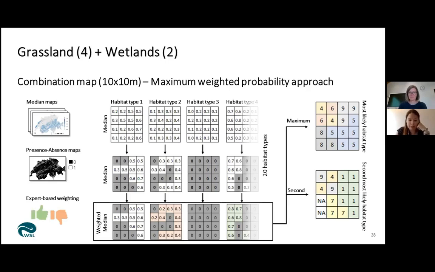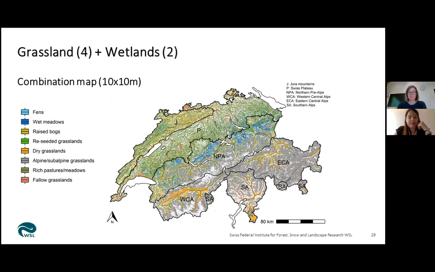Then we have these two maps. This is how the map looks like. Here for readability, we only see the second level, but of course the map itself contains the information about the third level assignment. And when we look at it from this broad scale across Switzerland, it looks quite plausible, with, for example, the wet habitat types mainly occurring in the northern pre-Alps and the dry grasslands mainly being present in the Jura Mountains and the dry inner alpine valleys.